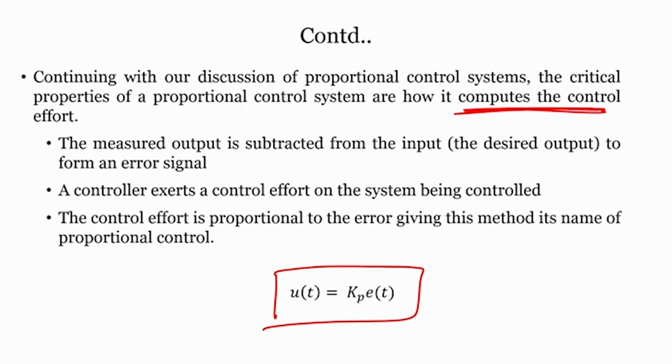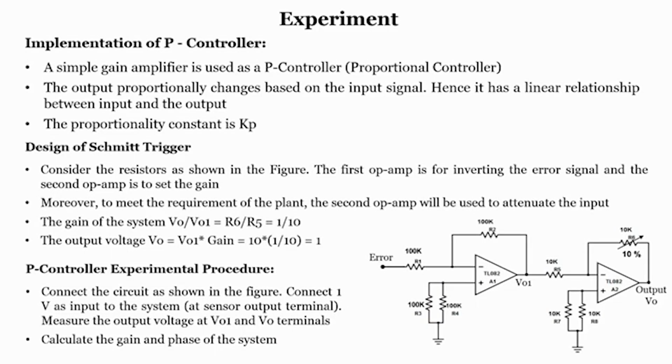and like I said, the control effort of the proportional controller is proportional to the error given, and that is why it is called a proportional controller. So, if I want to implement the proportional controller, what can I do? A simple gain amplifier is used as a proportional controller. The output changes proportionally based on the input signal, hence it has a linear relationship between input and output. The proportional constant is Kp, like we have discussed earlier, it is a constant.